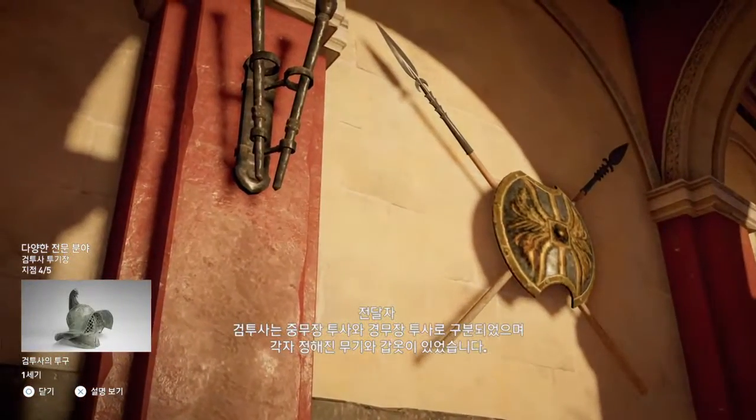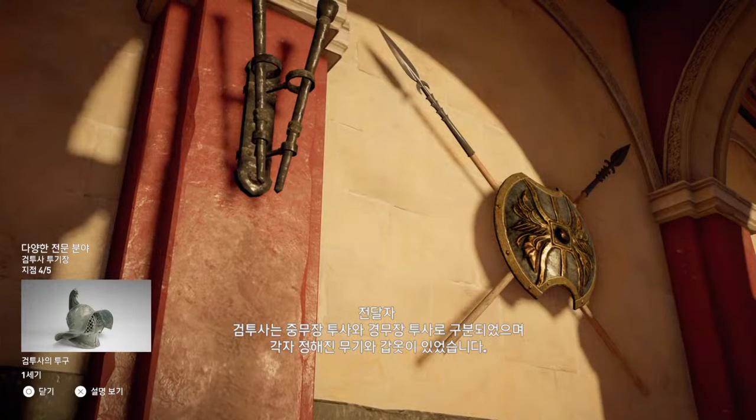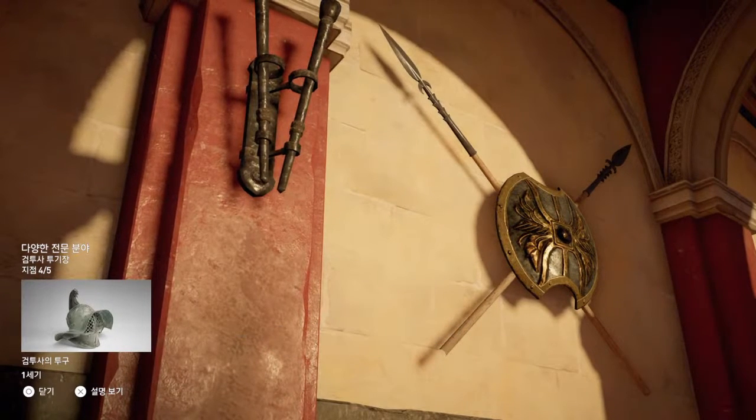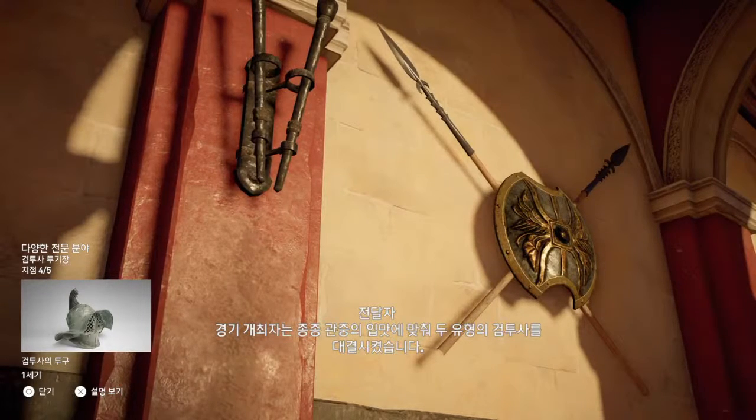Gladiators were separated into heavy and light armored fighters, each with their own set of specific armor and weapons. Organizers often had two audience-favored factions face each other in combat.